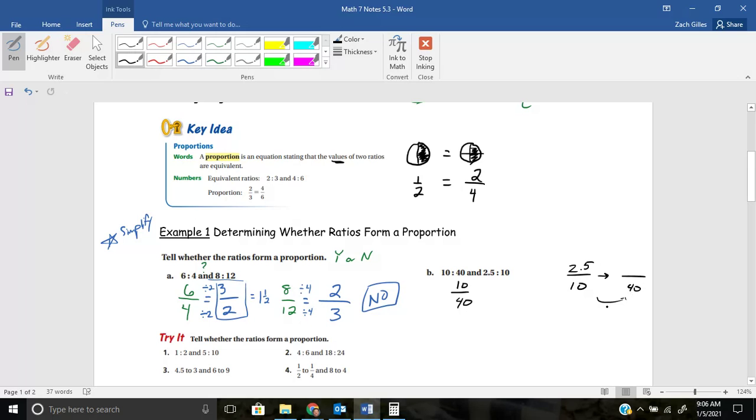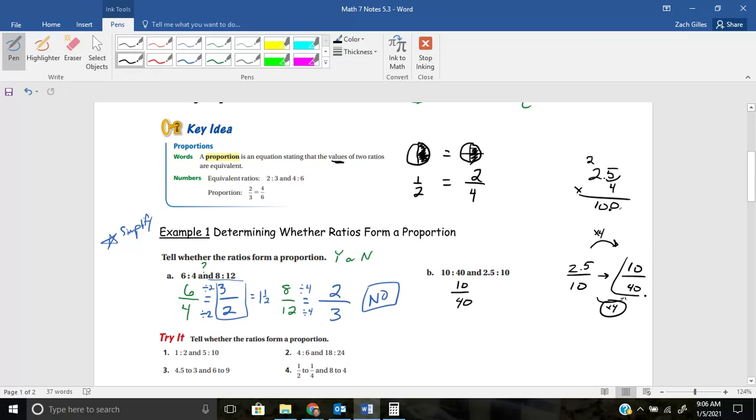Well, sure, I just have to multiply by 4 on the bottom. And to keep this ratio equivalent, I'd multiply by 4 on top. Okay, 2.5 times 4. 5 times 4 is 20. Carry my 2. 4 times 2 is 8 plus 2 is 10. And then I need to move my decimal one place in the final answer. So 10.0, which is the same as 10.